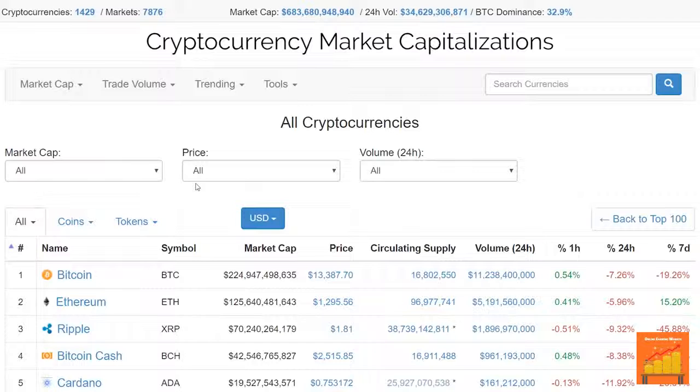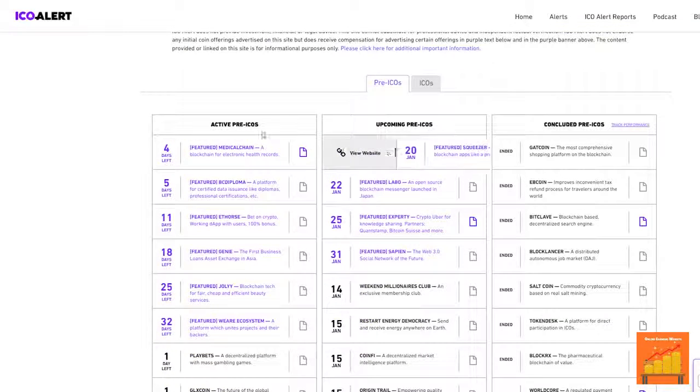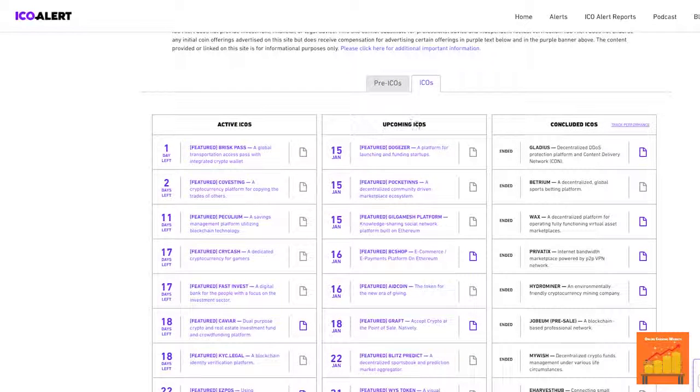Now, another website you guys should have open up automatically whenever you open up Chrome or your browser, alongside this website, is ICOalert.com. This is ICOalert.com. ICO Alert is the only comprehensive list of ICOs. So this website is a fantastic resource to check out active pre-ICOs, upcoming pre-ICOs, concluded pre-ICOs, and active ICOs, upcoming ICOs, and concluded ICOs.